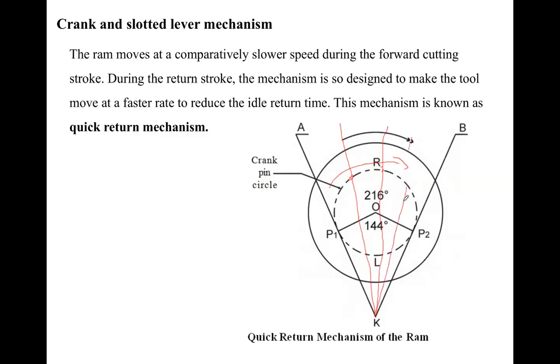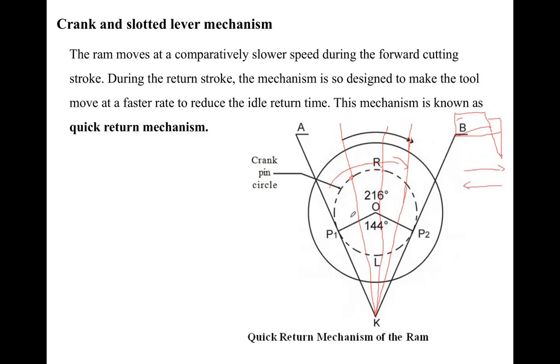This slider, this B, is connected to your ram. Assume this is a ram, and this ram is connected to a tool. So this is a tool. As it moves forward and backwards, it moves in this direction going forward, and as the return, when it comes from here to here, it comes back. So it moves in this direction as well as this direction.